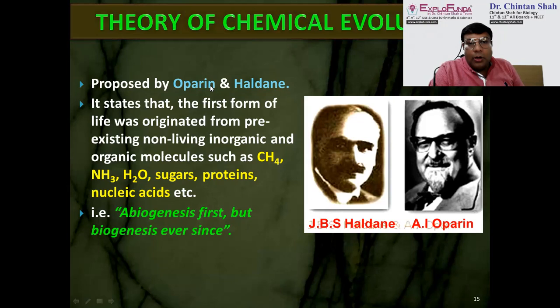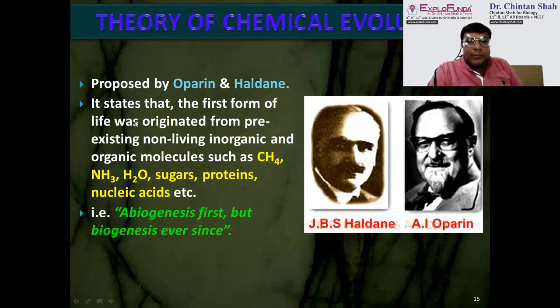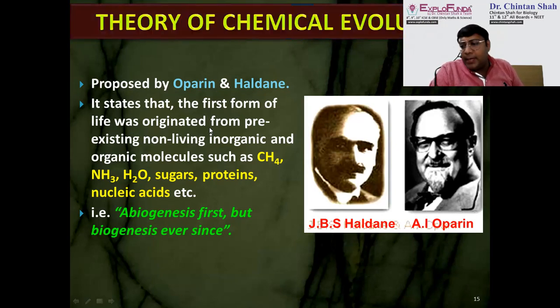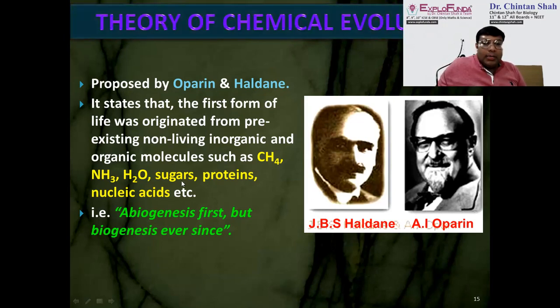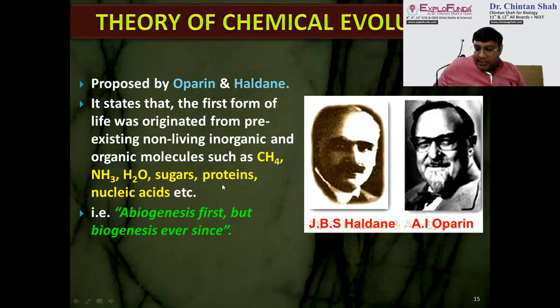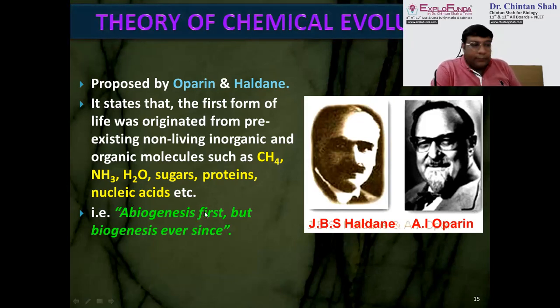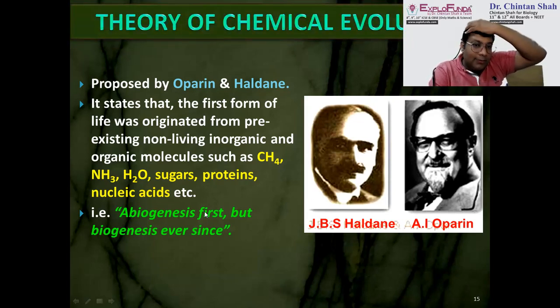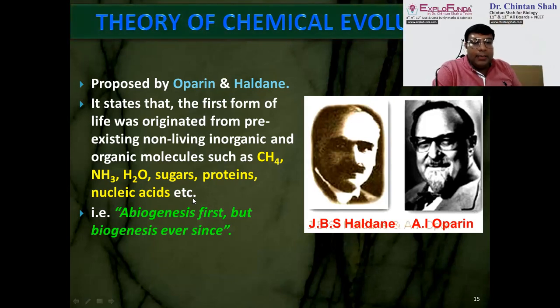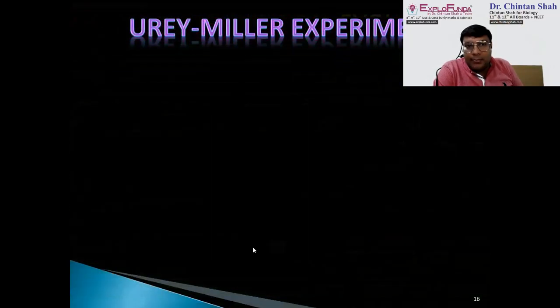Are you getting it? Oparin and Haldane state that the first form of life originated from so many inorganic and organic substances, okay, molecules such as methane, ammonia, water, sugar, protein, nucleic acid, etc. And that is known as what? Abiogenesis. First of all, non-living things had given rise to a living thing, but that was only once. But then after, biogenesis takes place ever since.